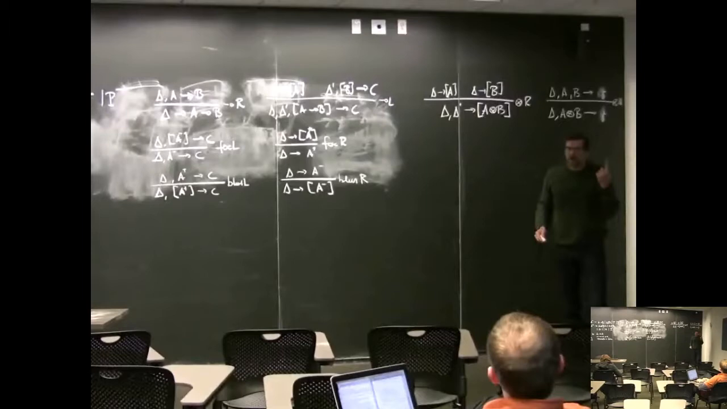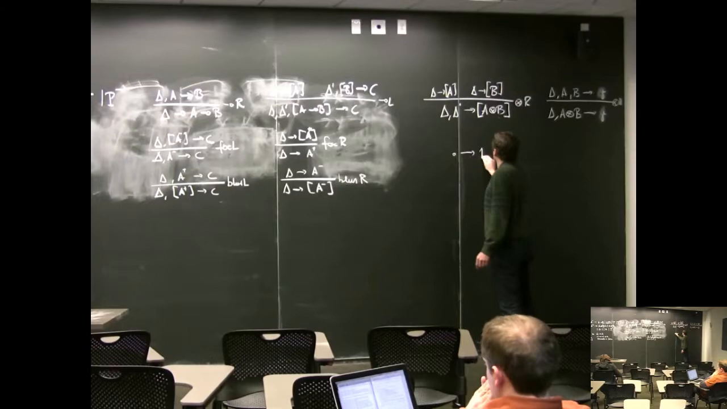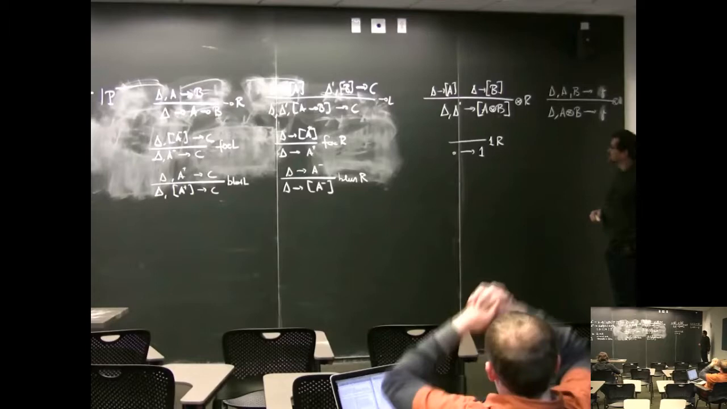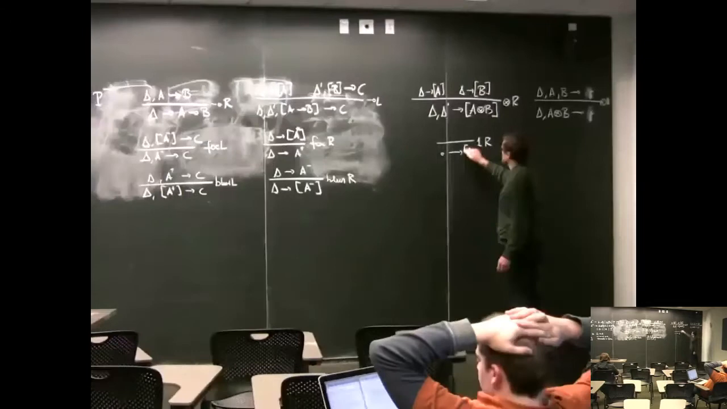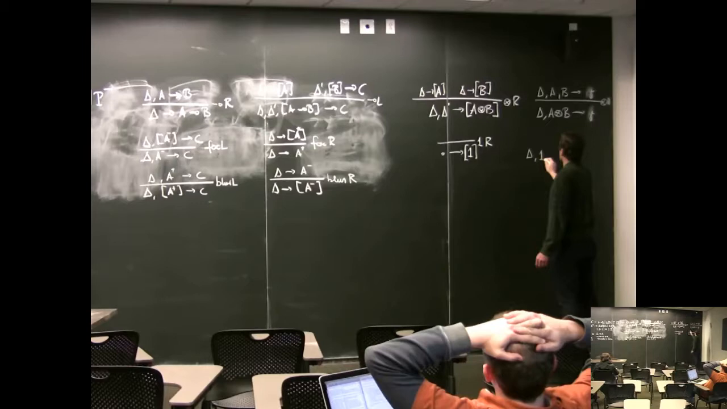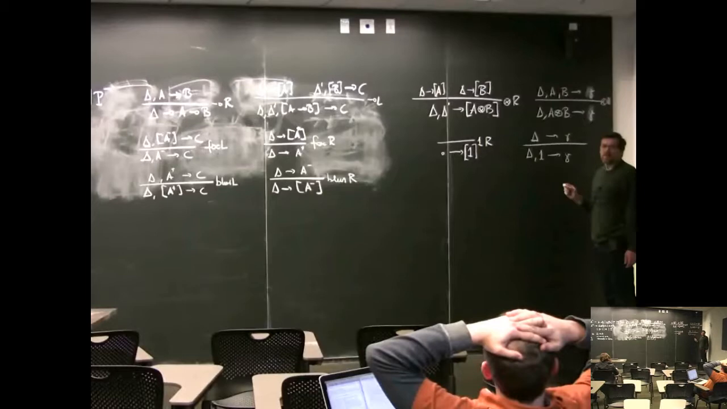Okay, let's do a few more. Let's do the unit, one. Okay, what is the right rule? Okay, so normally it would say this. Do we need to require anything to be in focus? One has to be in focus for the same reason it has there. It's positive. So if you want to apply a right rule, it has to be in focus. The left rule doesn't have to be in focus because that's the invertible rule, except that the right-hand side might be in focus or not. We don't care about that.